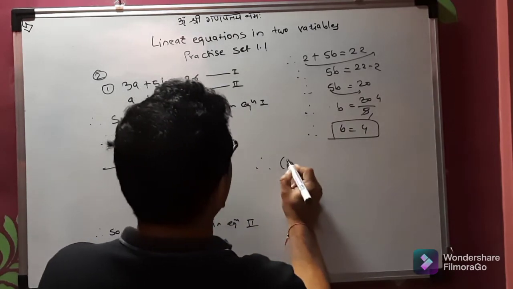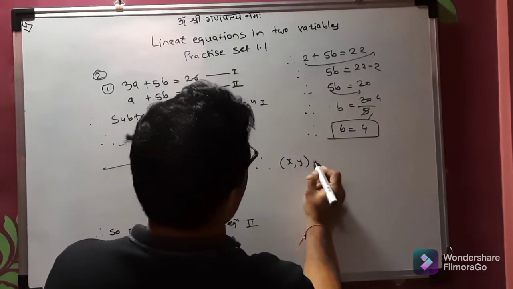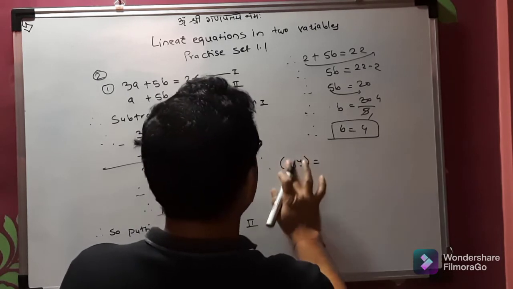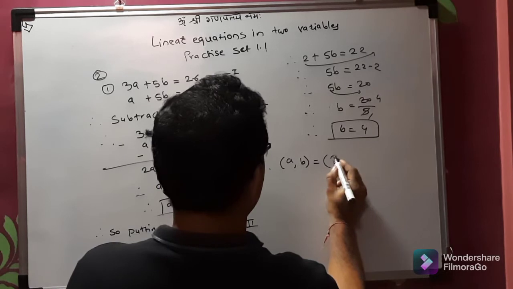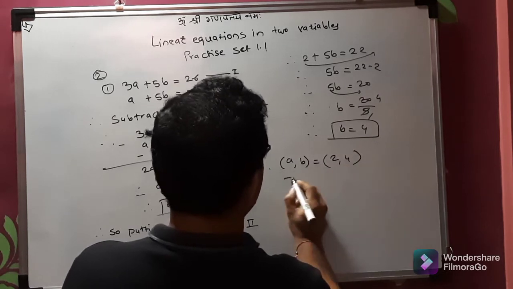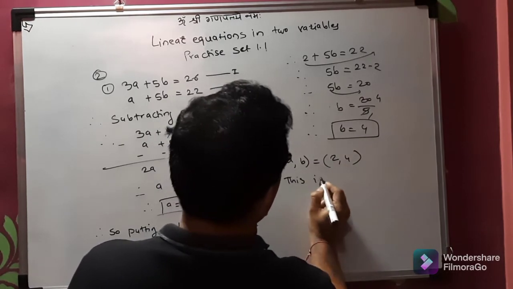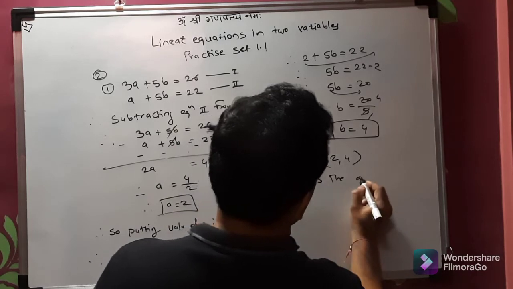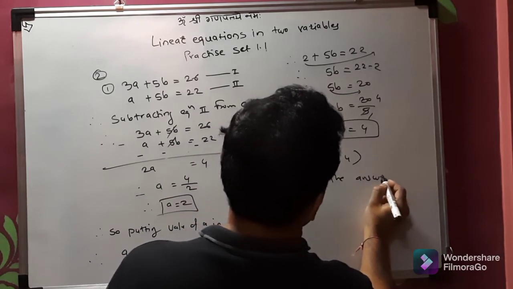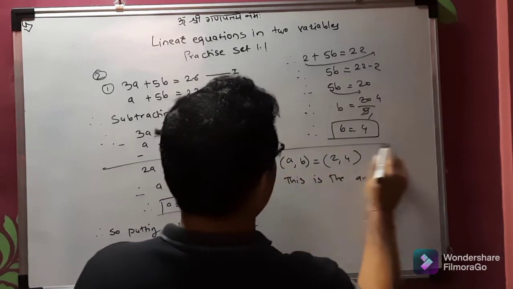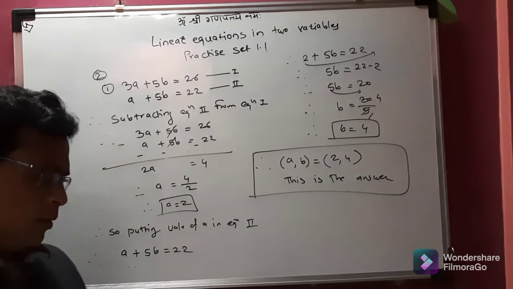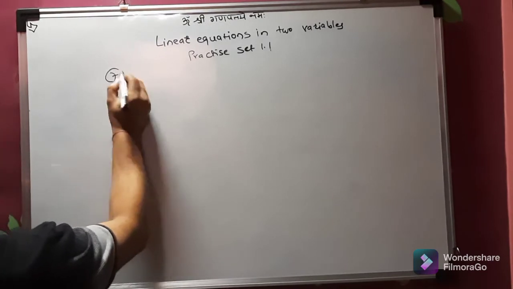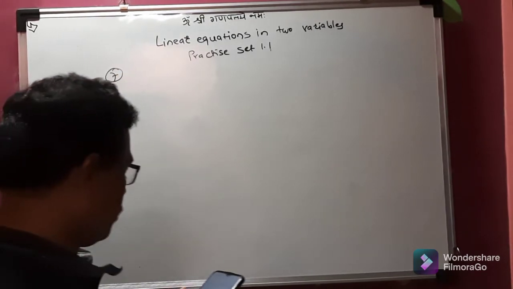So the answer will be, sorry, this is a and b, not x and y. So a is 2, then b is 4. This is the answer. So we'll move further. Now we'll solve problem number 7. It is different, so we'll solve that problem.